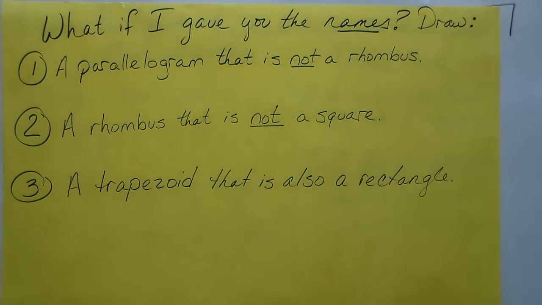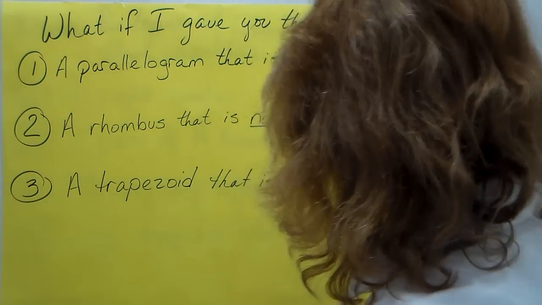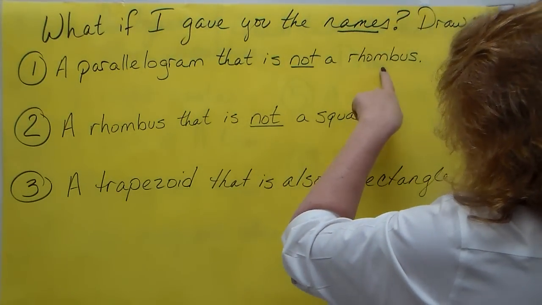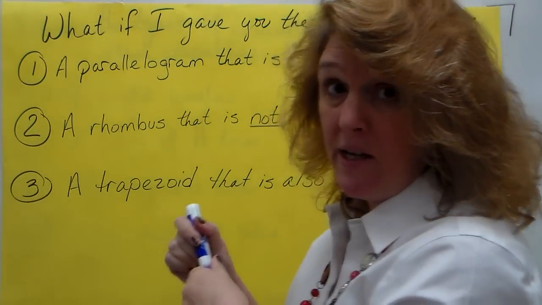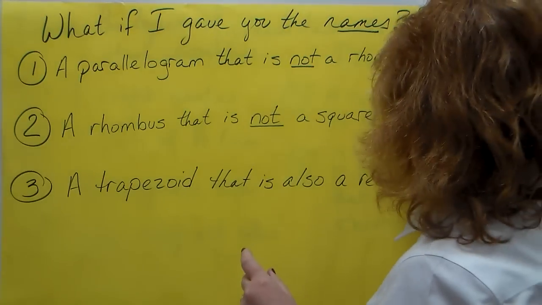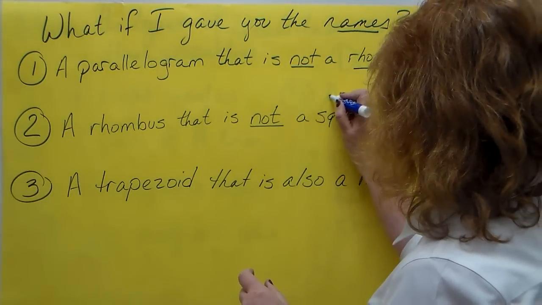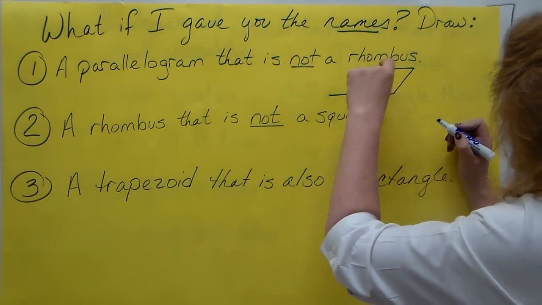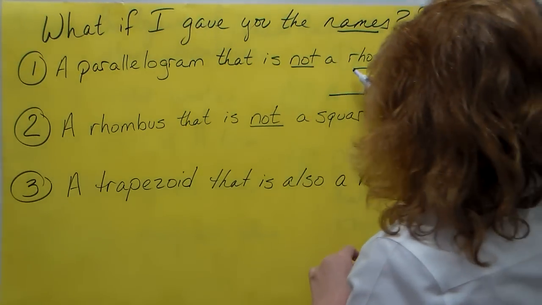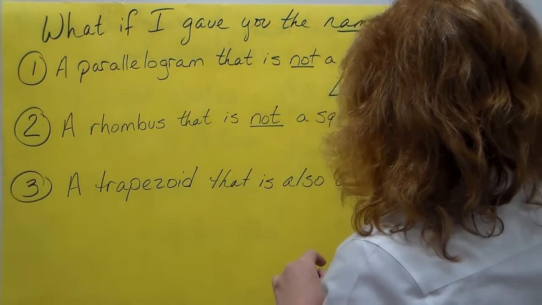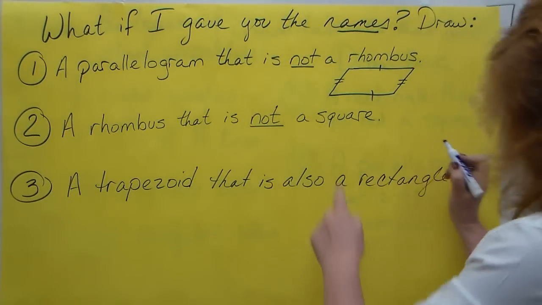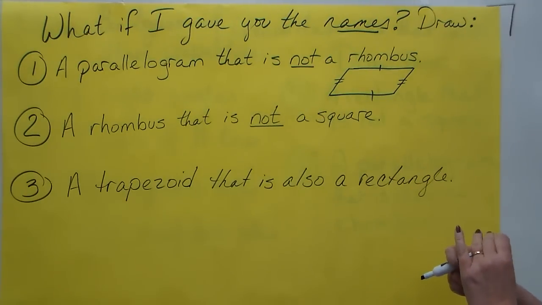What happens if we do this backwards? What if I give you the names and ask you to draw them? So, for example, we want to draw a parallelogram that is not a rhombus. Now, a parallelogram has two pairs of parallel sides. So I've got a side up here and a side here. But it's not a rhombus, which means I can't make these two sides the same length as these two sides. They have to be different. So my parallelogram is going to end up looking like that. These two are the same, and those two are the same, but they're not the same as the other pair.